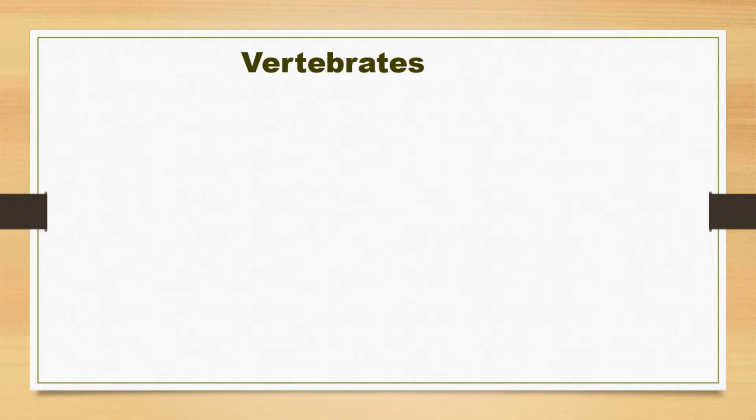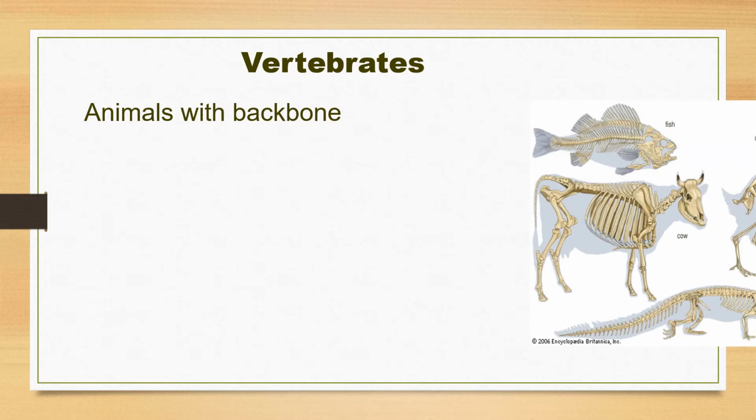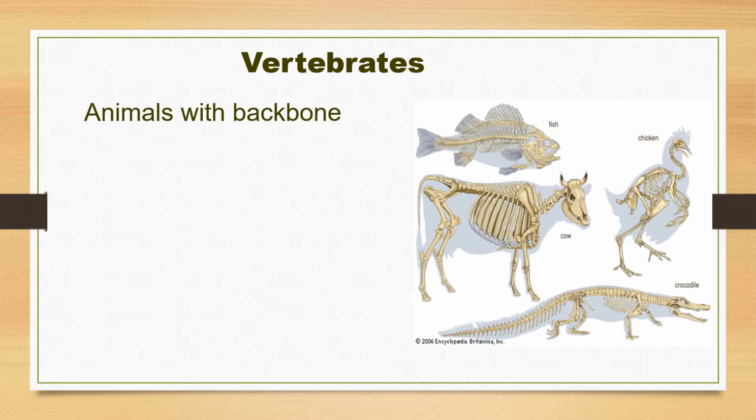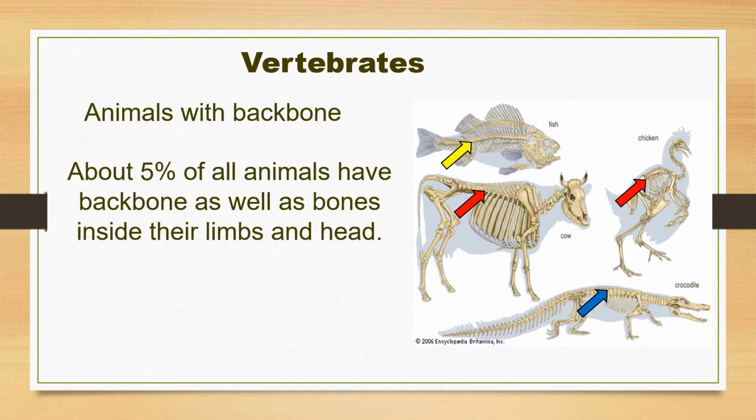So, let us continue. Vertebrates. What is the meaning of vertebrates? Vertebrates are animals with a backbone. Now, what are the animals having backbones? You have fish. What else? Cow. What else? You have also crocodile and chicken. So, all of these animals have a backbone. About 5% of all animals have a backbone as well as bones inside their limbs and head.